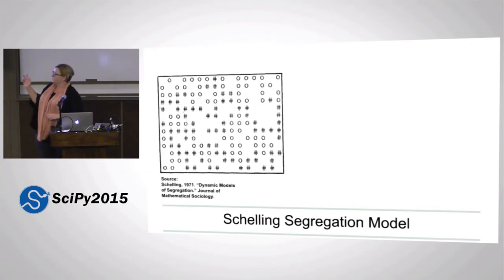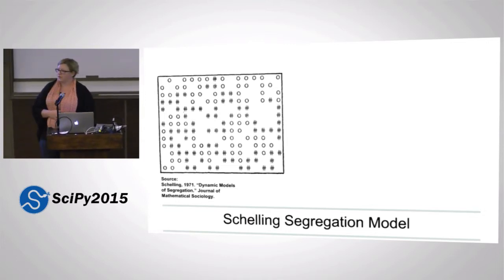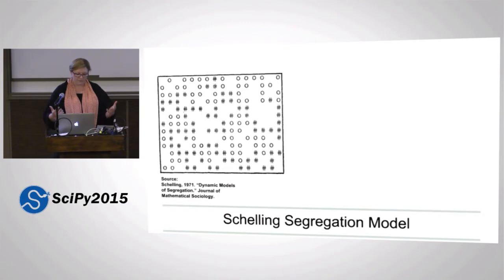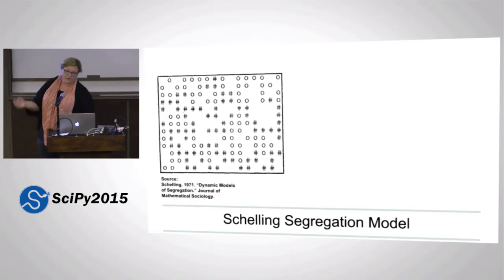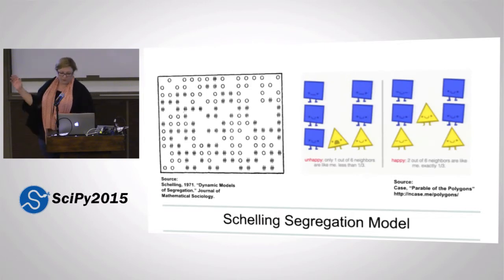The one that we're going to do a lot of talking about today and show the example in is Schelling's segregation model. In 1971, Schelling proposed that segregated blocks can arise not just by active racism, but due to a mild preference for neighbors of the same kind. So you are like me in this case, the hashtags versus the little circles. And some of you might be familiar with the parable of polygons. It's a great JavaScript version of this online with little happy and sad polygons.